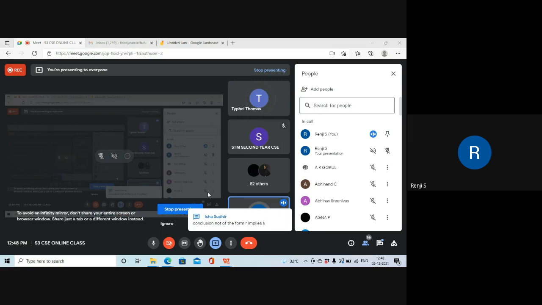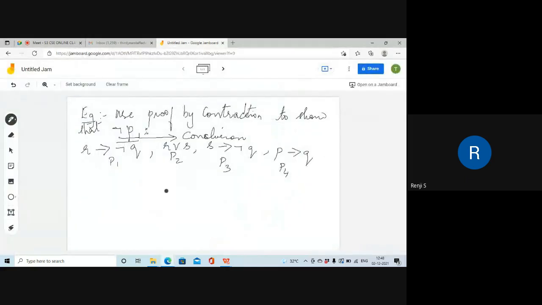Oh, okay. The conclusion should be R implies S. But in this given question, it is not R implies S, isn't it? The conclusion is only not P. There is no implication here. So you cannot apply rule CP here. So we can use proof by contradiction. Yes, Isha also told the answer, I think.